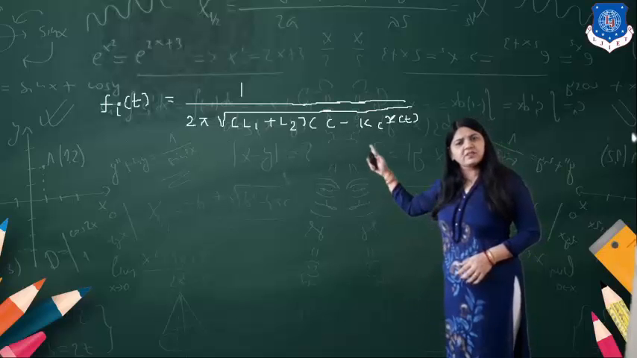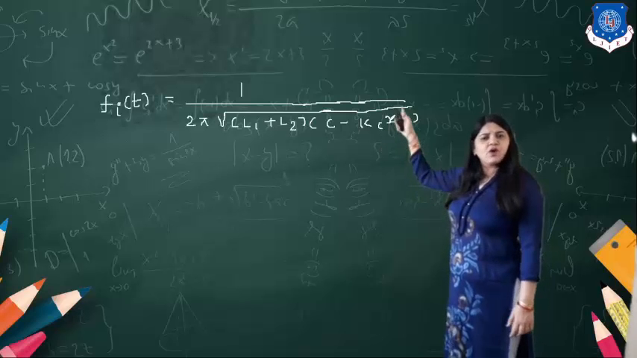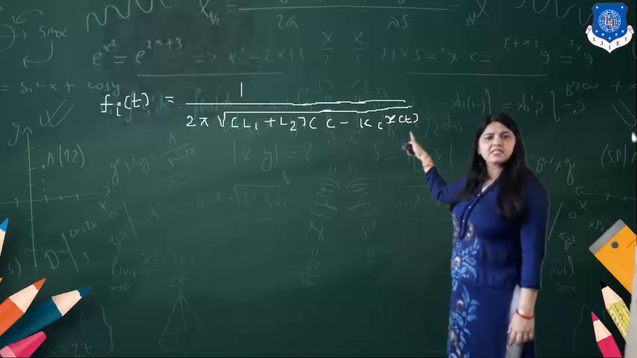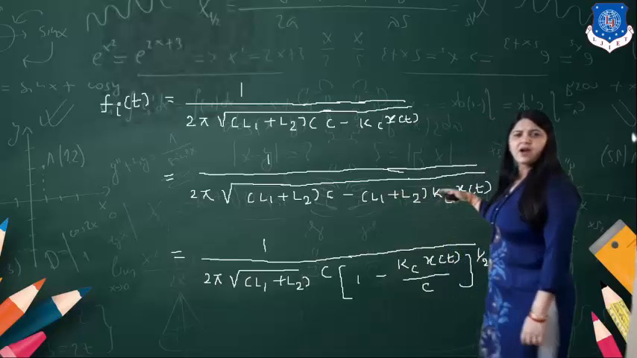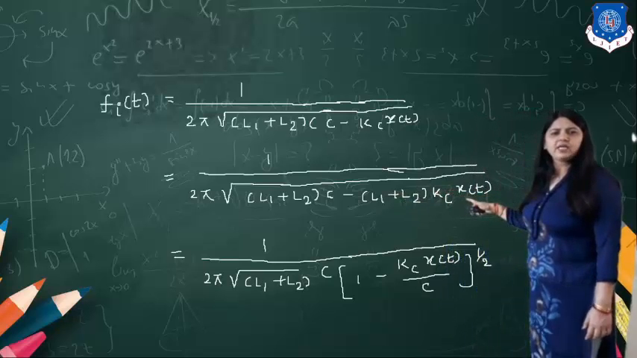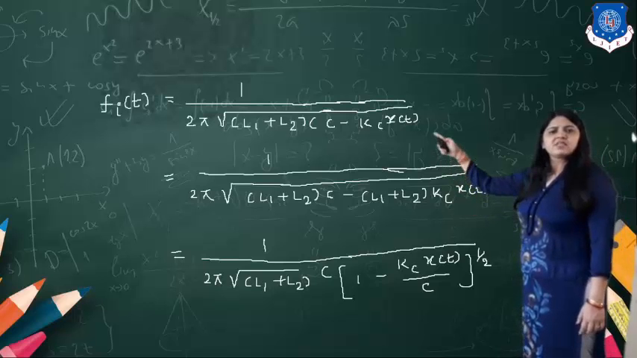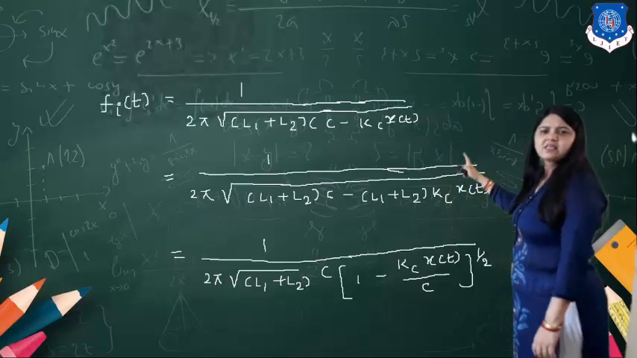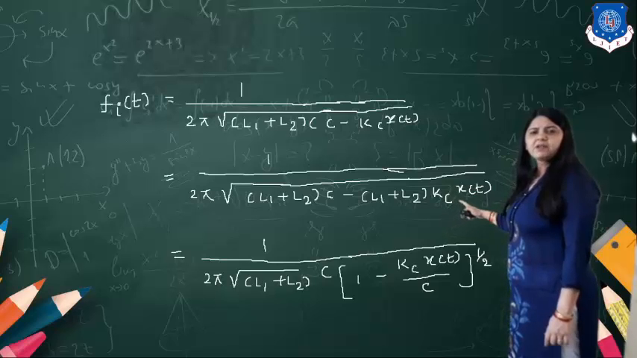Okay, so now we'll put that value over here. So fi(t) is equal to 1 upon 2 pi square root of (L1 plus L2)(C minus Kc into x(t)). So now this L1 plus L2 is multiplied with the C minus Kc x(t). So I have L1 plus L2 into C minus (L1 plus L2) Kc into x(t).